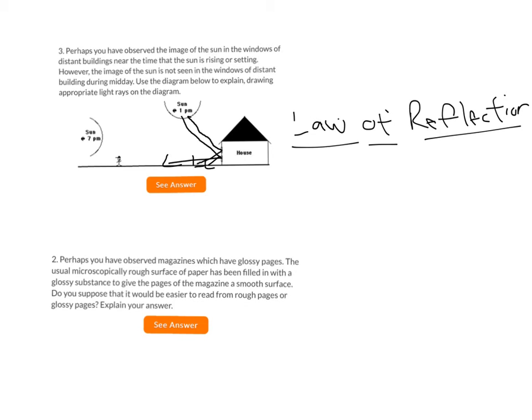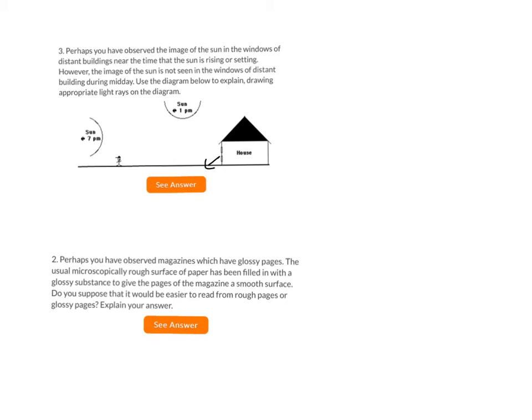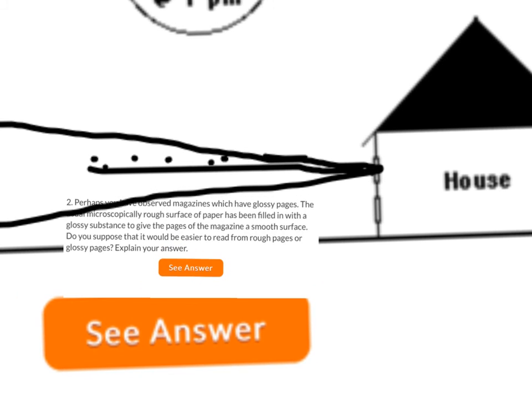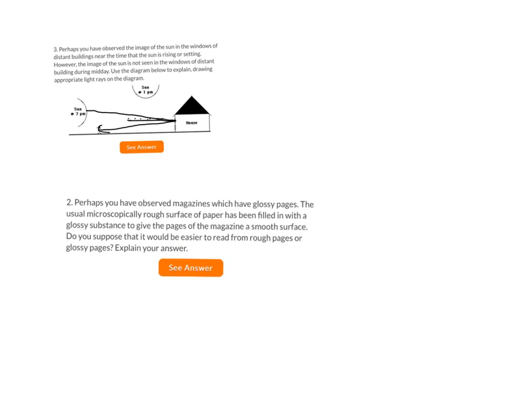However, at 7 p.m., if we go backwards, let's get rid of those. At 7 p.m., the light rays can bounce off the sun, and we see our law of reflection is obeyed. If we draw a normal line to the surface of the mirror, we could zoom in on that. Whoops, I went too far. If we zoomed in on that, we would see that the angle of incidence right here would equal the angle of reflection, and so he's able to see the reflection of the sun in the windows.